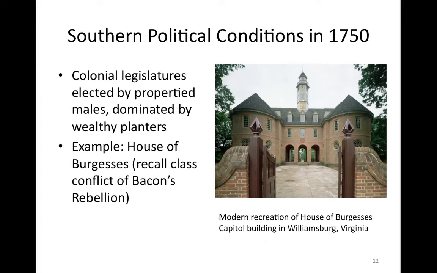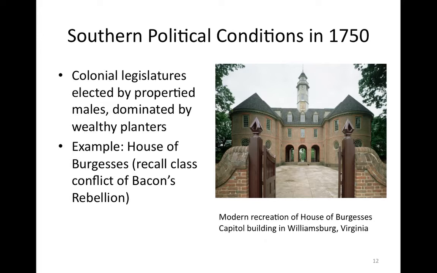So what about politics? The political conditions of South Carolina and the southern colonies were pretty similar. All of the colonial legislatures in Virginia, Maryland, the Carolinas, and Georgia were, well, first of all, they all had colonial legislatures. So that's a big thing, right? They all had elected legislatures, elected by very few people, mostly, but elected nonetheless. The legislatures were dominated by the wealthy, people with property, especially the largest planters in the area, the ones that planted tobacco, rice, and indigo.